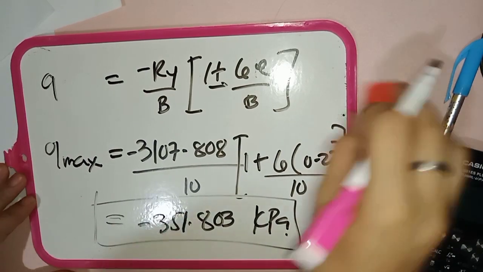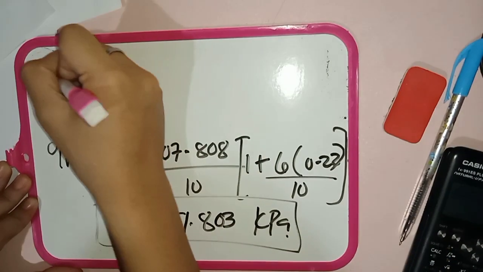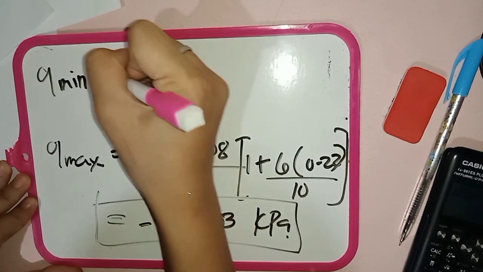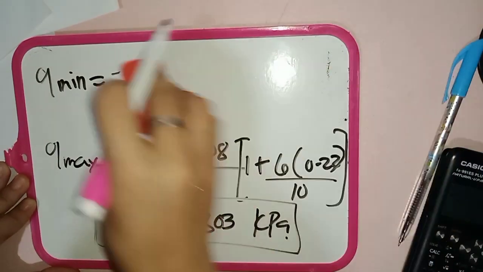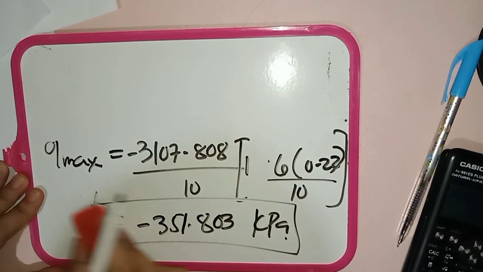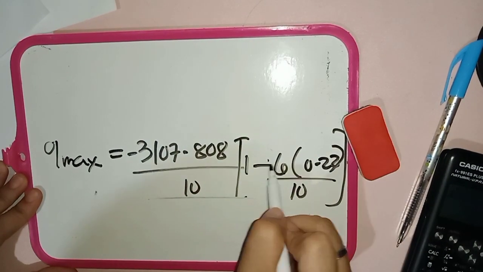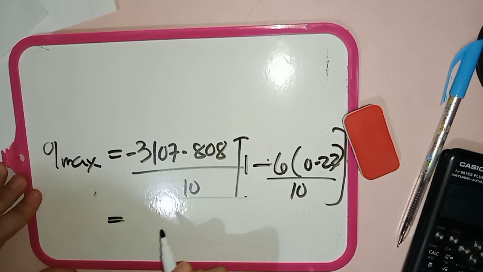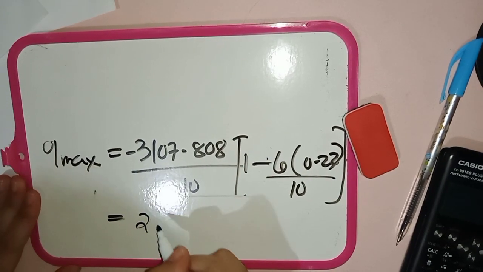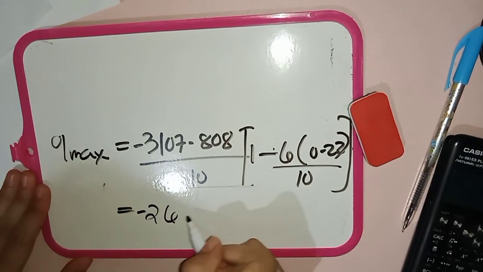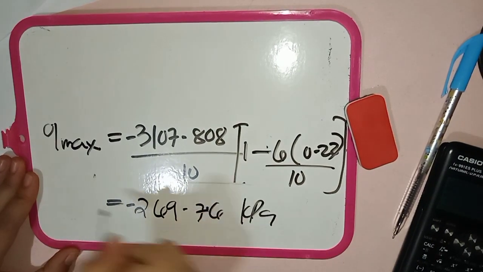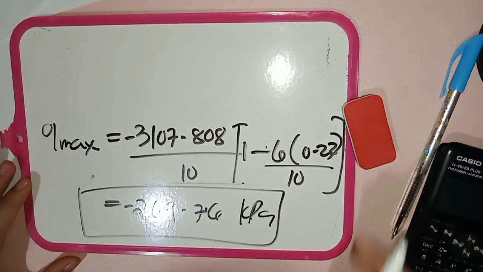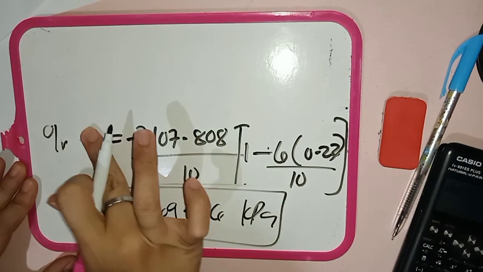Then we will find the q min, which uses the minus. We can just replace the sign with minus. If we compute, it will be negative 269.76 kPa. So here is our final answer, q min.